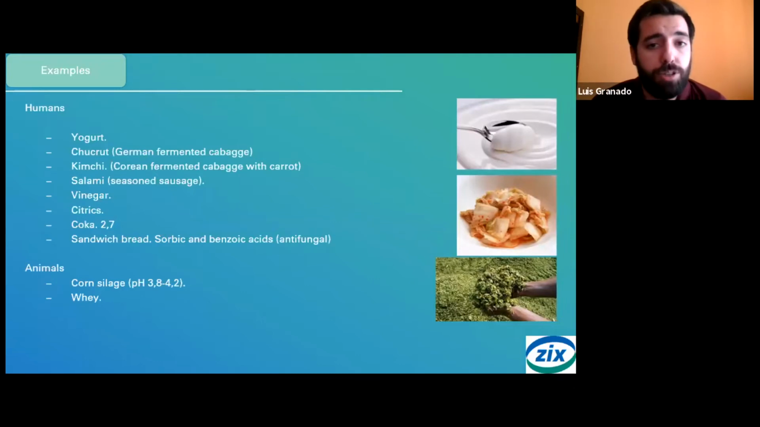As some examples of acidification in food, we have quite a few, especially used to preserve the food, okay? You have the yogurt, you have the chucrut, which is this fermented cabbage eaten in some parts of Europe, especially Germany. I don't really like it. Vinegar, citrics, even some carbonated drinks like Coke, which has quite a low pH, right? You see there around 2.7. And in the animal field, we have the silage and the whey. Some examples of acidification which have been used for a long time already.